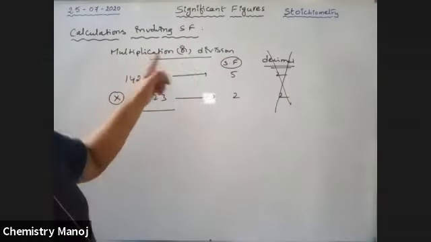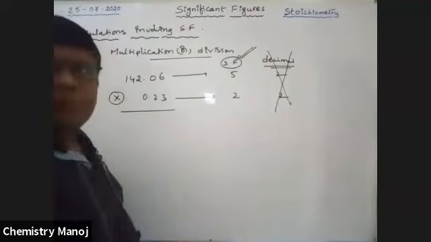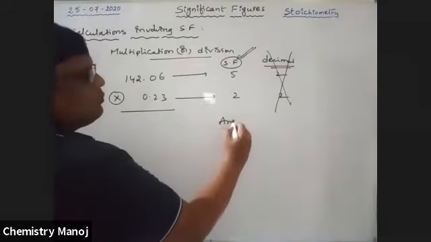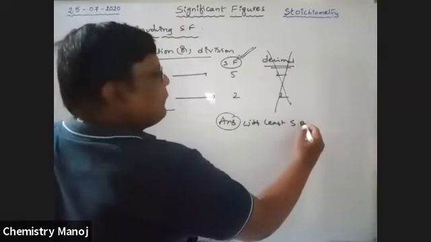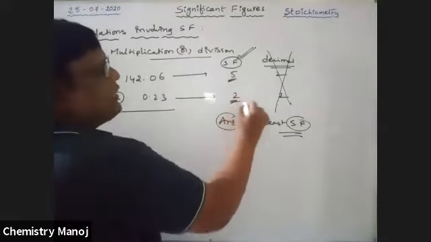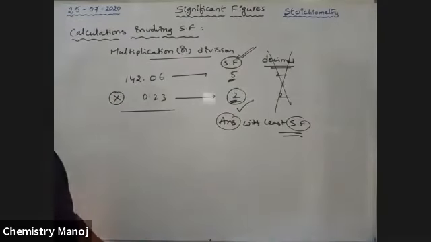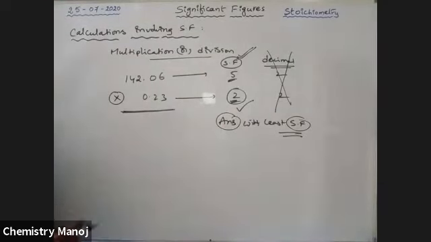Now, during multiplication and division, we use significant figures. Our answer with least significant figure. So here is significant figure 5, here is 2. Therefore, final answer with significant figure 2. So first of all, multiply these two values. Tell me the answer, my dear boys.